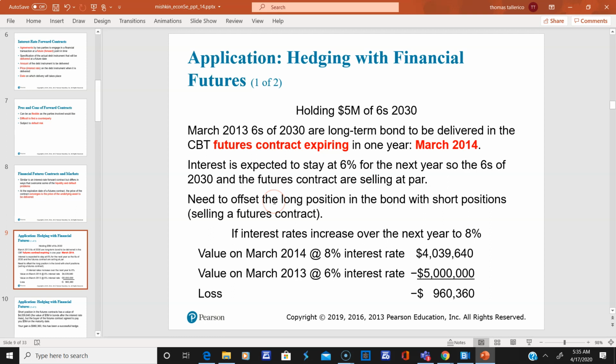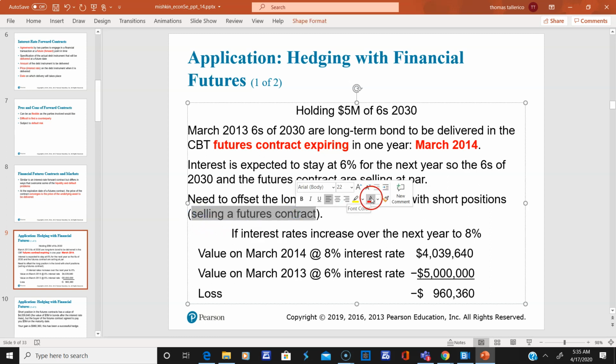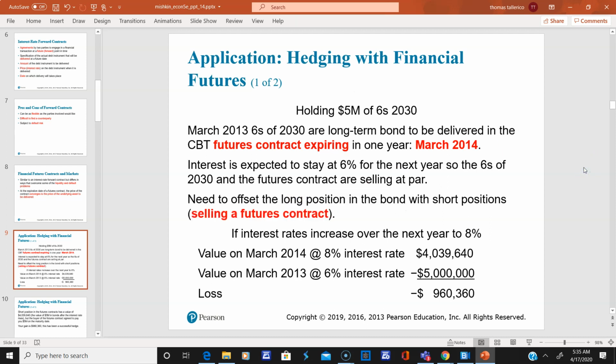Now you want to offset the long position in the bond with short positions, so selling a futures contract, right? So this is the purpose of this contract. You may have the bonds and physically hold them, but you don't want to take a chance. So you take a short position selling the futures contract, okay?